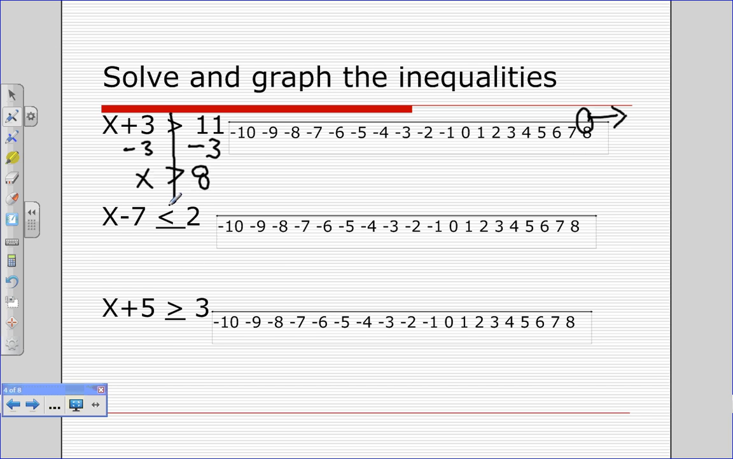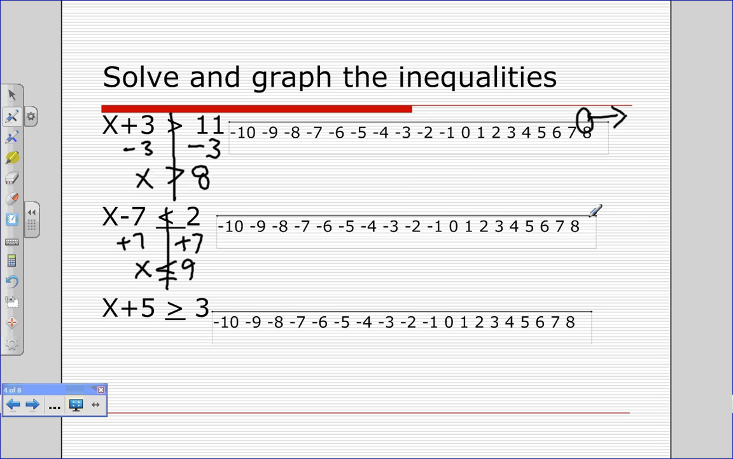I'll do one more with you and then you can try a couple on your own. This inequality says x minus 7 is less than or equal to 2. So we draw our line down from the inequality sign, and we have to get rid of the minus 7. So the opposite of minus 7 is plus 7, so we do that on both sides. And we have x is less than or equal to 9.